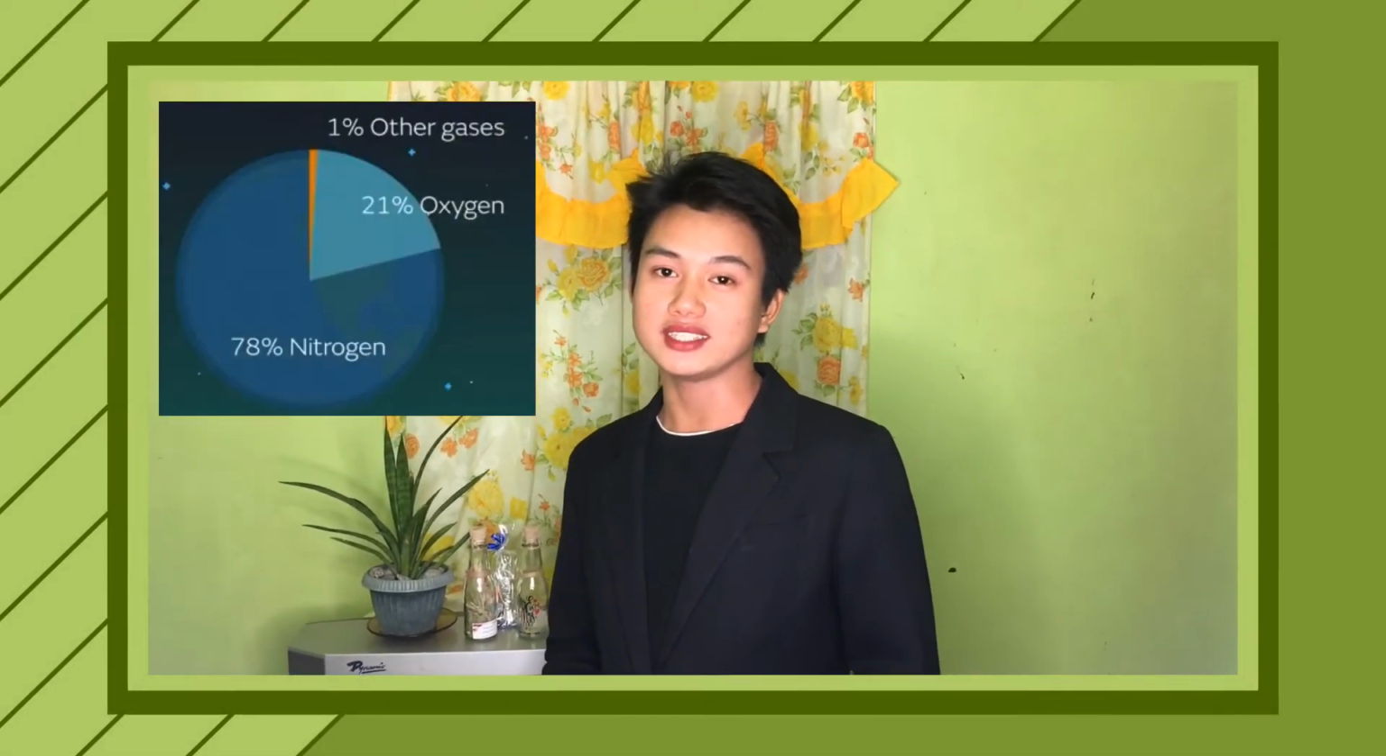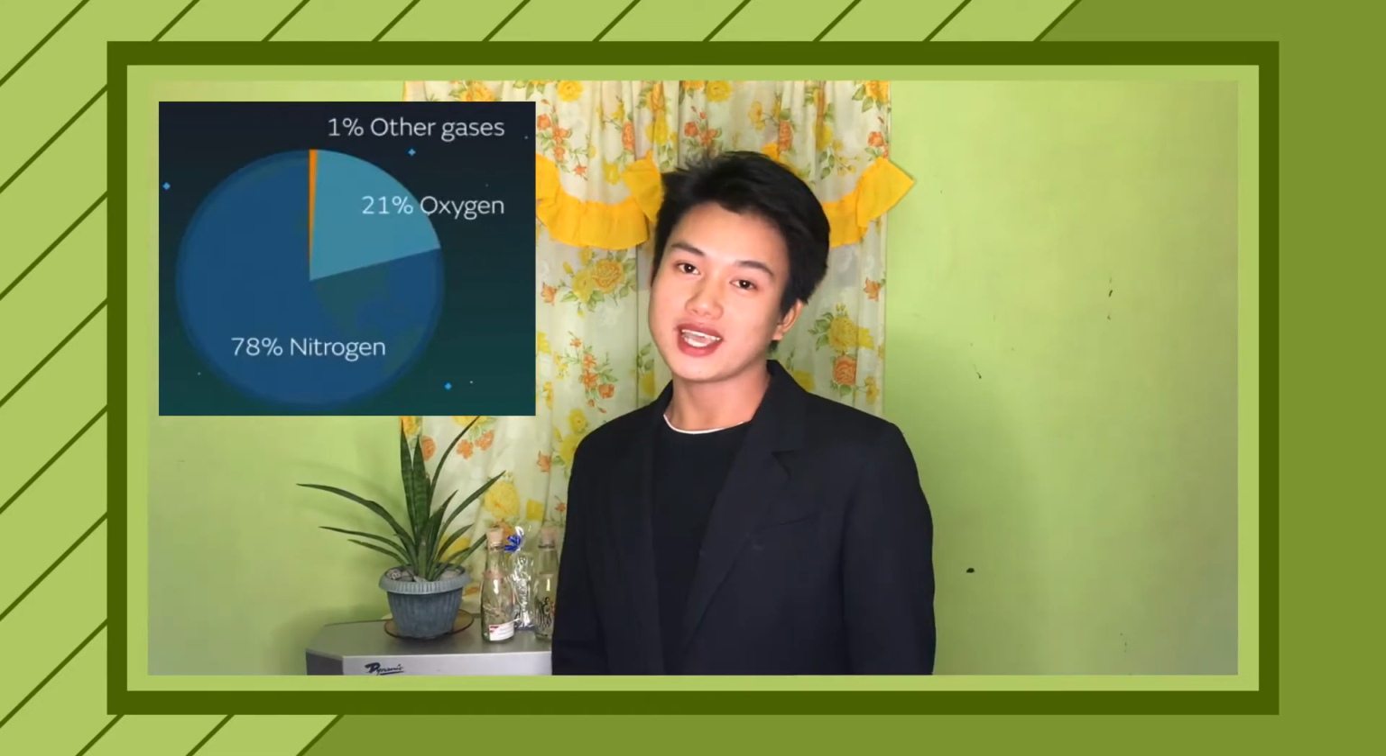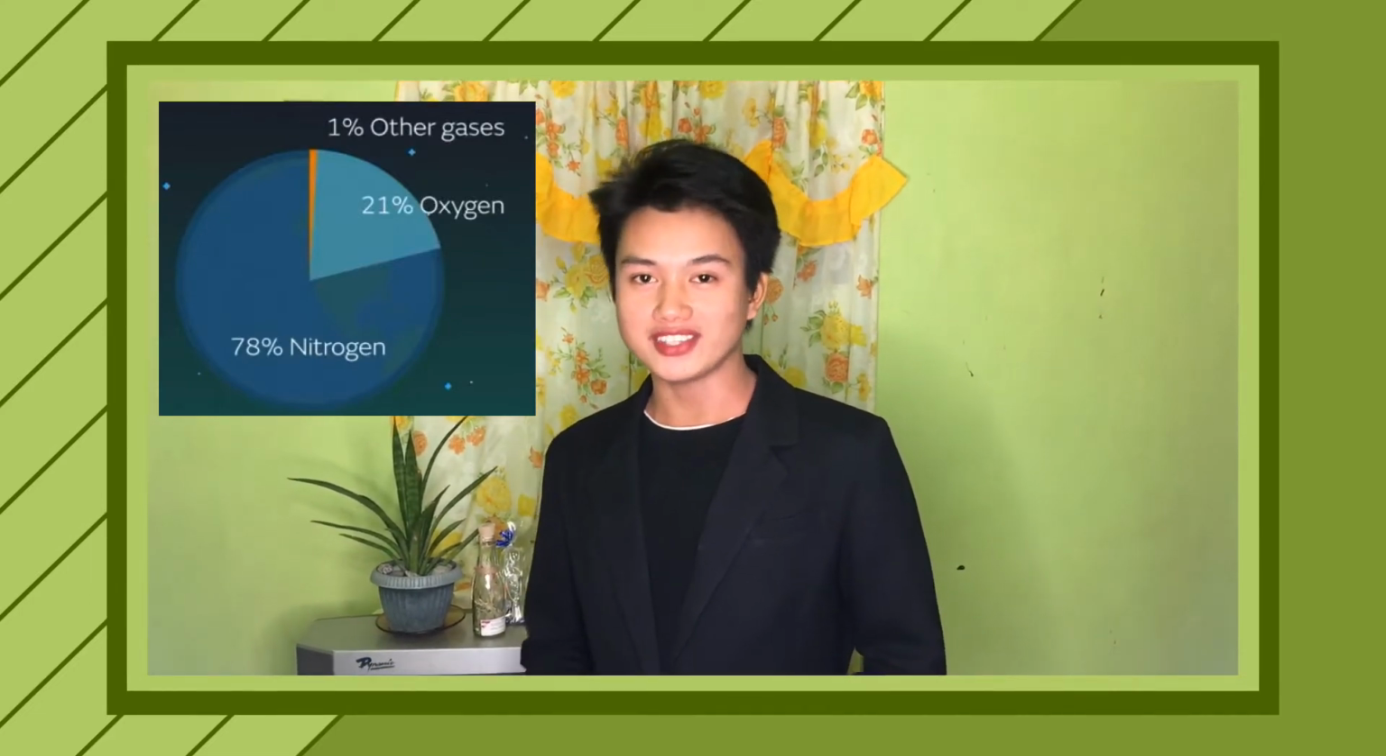Let us first define what the atmosphere is. The atmosphere is a protective layer of gases which surrounds the Earth. If the Earth was the size of an apple, our atmosphere would be only as thick as the apple skin. The atmosphere is composed of 78% nitrogen, 21% oxygen, and 1% other gases.